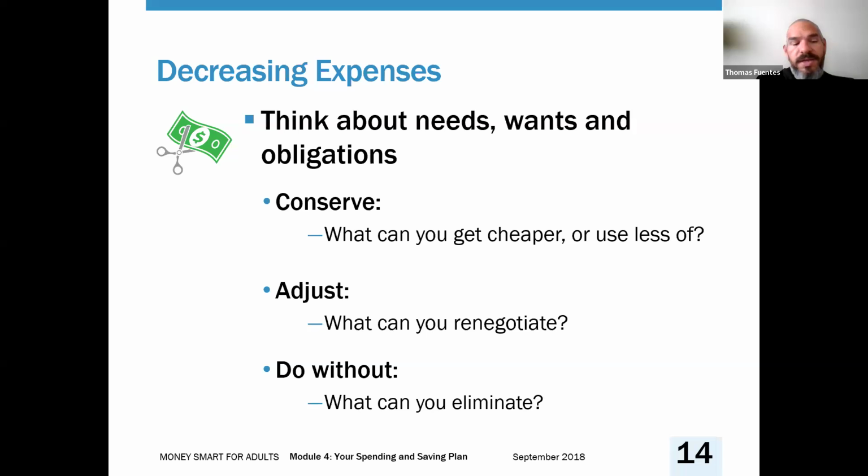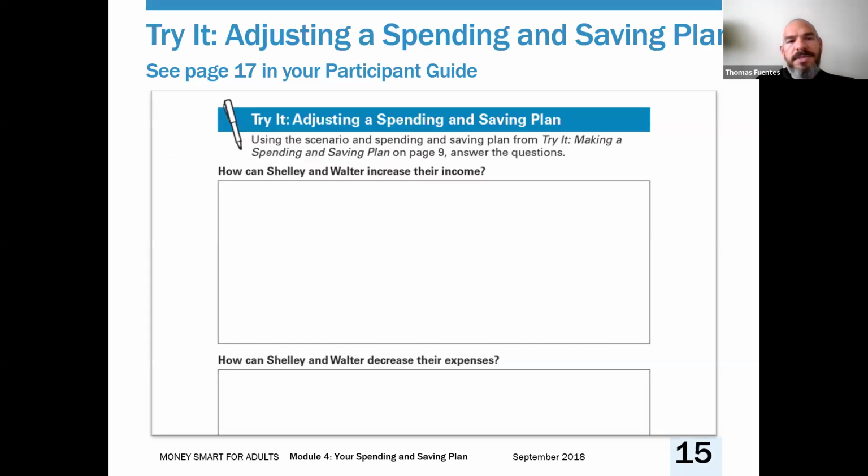And then, of course, things that we can do without. What are the things that I can eliminate? When I'm doing my spending plan, if I see for whatever reason I'm going to In-N-Out too much, or I'm just eating out more than I should be, maybe I can do without or eliminate that altogether. So there's tons of different ways to go about it, but these are the three buckets that we talk about.